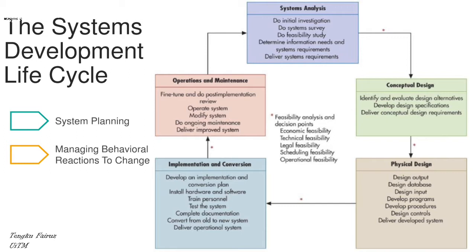In the middle, they mention the feasibility analysis and decision points. The feasibility analysis we discuss in chapter 20 in the system analysis subtopic, but feasibility analysis is also involved in every stage, if they need to do a revision of the system. I also put here system planning and managing behavioral reaction to change. These two subtopics we are also going to discuss in this chapter 20.